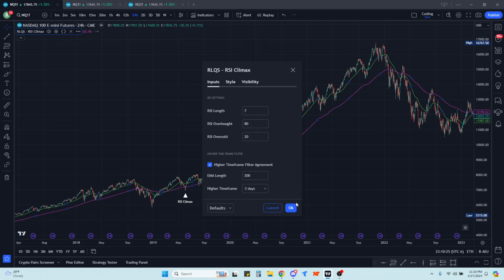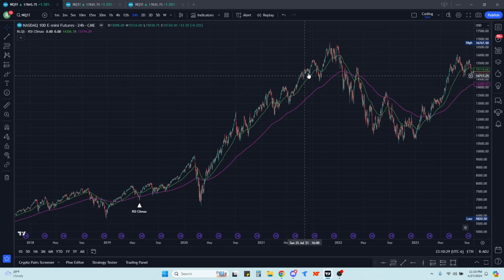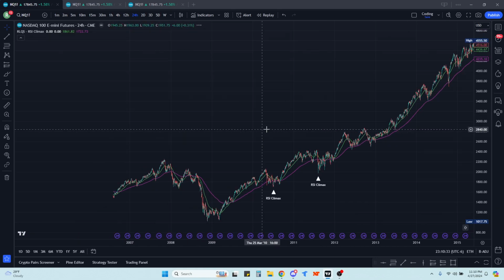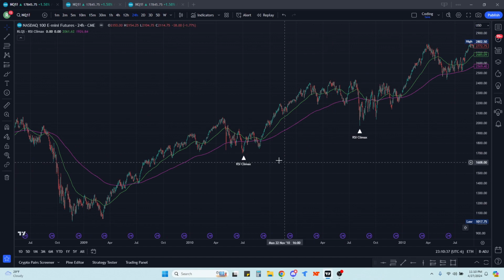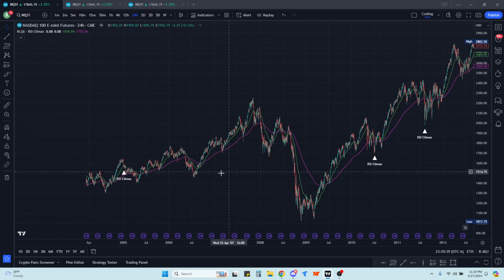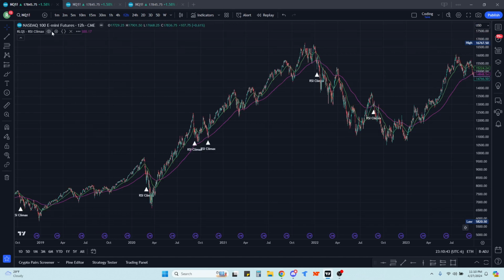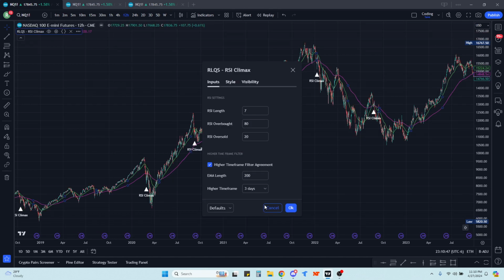Play around with the time frames, see what works for you. This would have been a phenomenal trade, of course, but now we're on the daily time frame. And like I said, it's calling very nice bottoms and very nice macro tops whenever you use it correctly with the proper filter here.